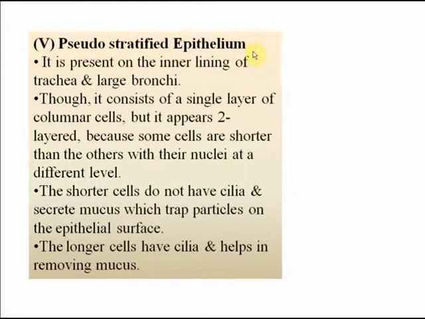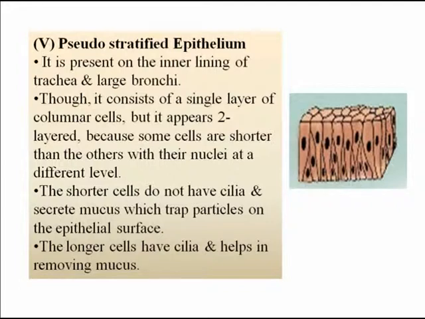Now, pseudostratified epithelium. What is the meaning of pseudo? Pseudo means false, so false stratified epithelium. Students, these are simple columnar epithelial cells whose nuclei appear at different heights, giving the misleading impression that the epithelium is stratified when the cells are viewed in cross section. In pseudostratified epithelia, there appear to be many layers of cells, but actually all cells rest on the basement membrane, though not all reach the surface. That's why we call it pseudostratified epithelium. Here, some cells are shorter than the others with their nuclei at different levels. In here, shorter cells do not have cilia and longer cells have cilia.